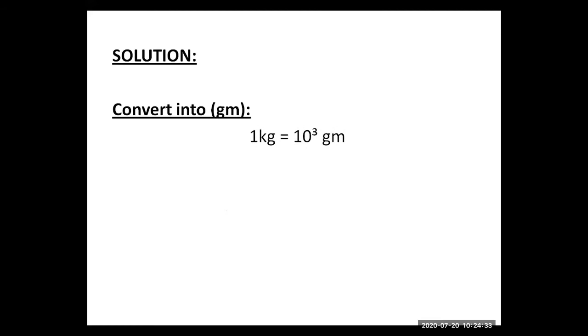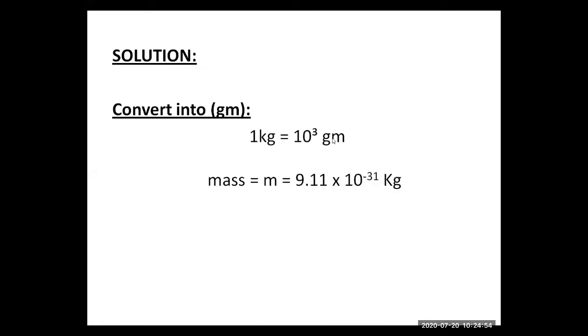First, we just have to be right. 1 kilogram is equal to how much gram? Then you can see on the picture that 1 kilogram is equal to 10 raised to the power 3 gram. You have learned in the prefix, so 1 kg is equal to 10 raised to the power 3 gram.